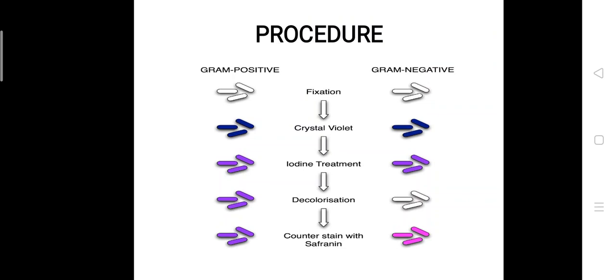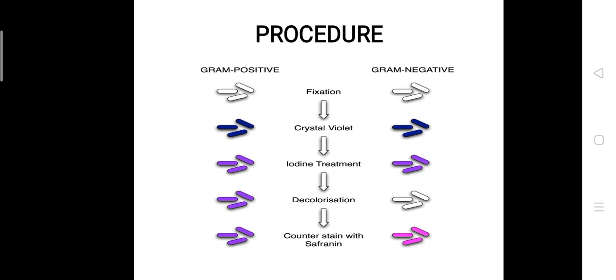Now you have to flood with the decolorizing agent, that is acetone or alcohol. It depends on which one is available in the lab. Then you have to wait for 15 seconds, or else you can drop it drop by drop onto the slide until the decolorizing agent runs clear. The next thing is you have to flood the smear with the counter stain, that is safranin, and wait for 30 seconds to 1 minute.